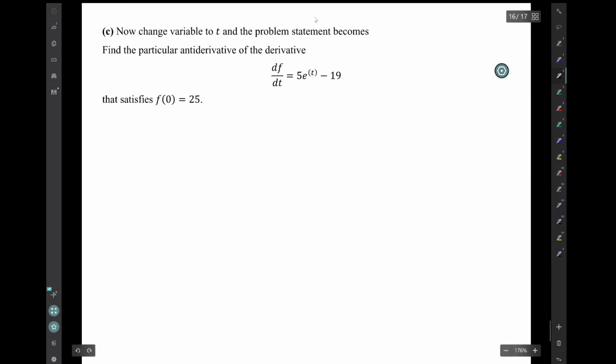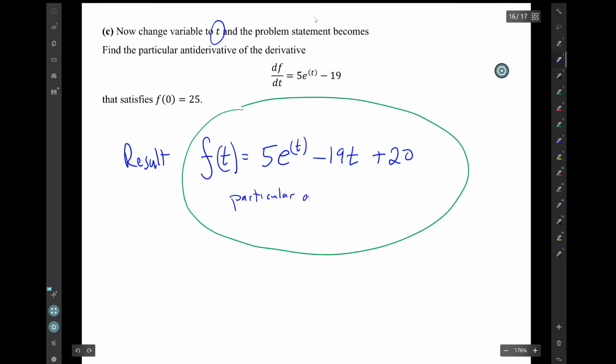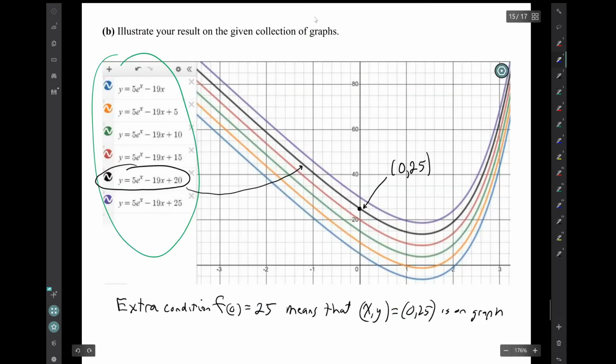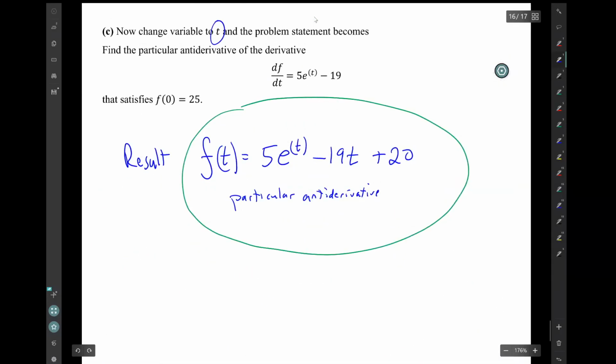Let's go on. Now, if we change the variable to t instead of x, then the problem statement becomes this. Find the particular antiderivative of this derivative that satisfies this extra condition. Well, the result would be, it's the same exact answer. We just changed the x from our previous solution to a t. So that doesn't seem like an earth-shattering problem.